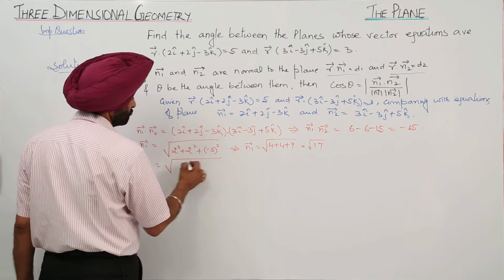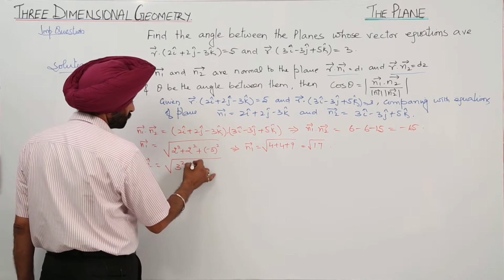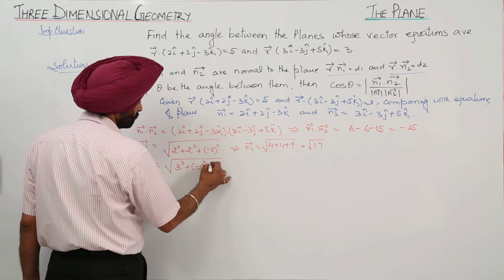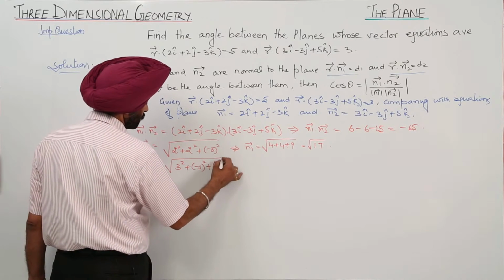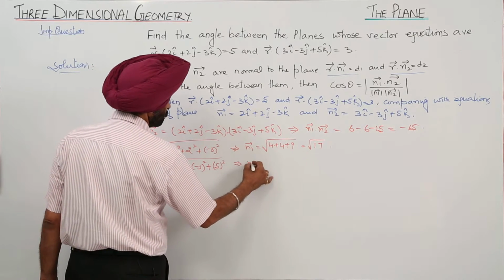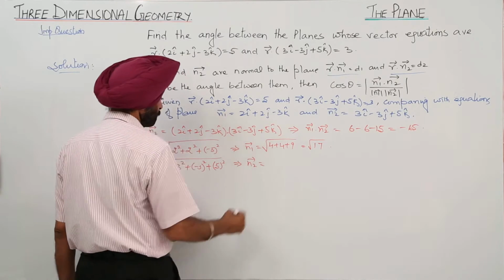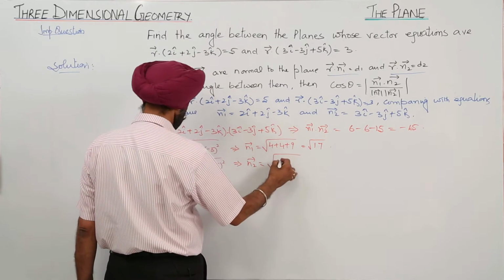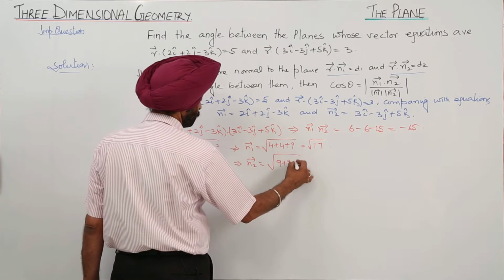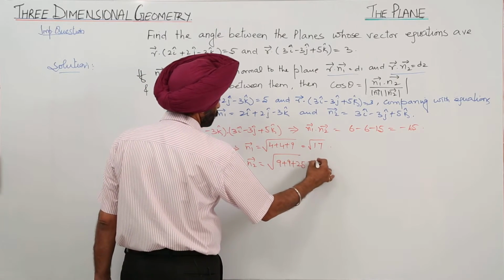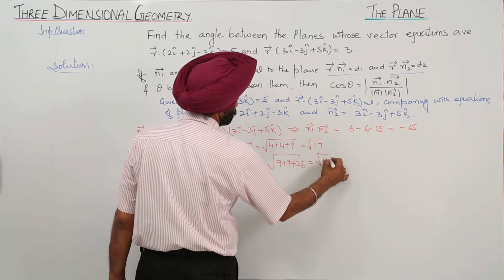Magnitude of n2 is equal to square root of 3 square plus negative of 3 square plus 5 square. Magnitude is 9 plus 9 plus 25, which is square root of 43.